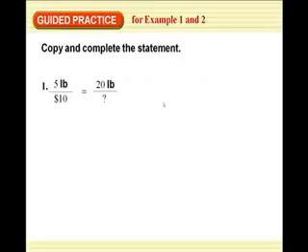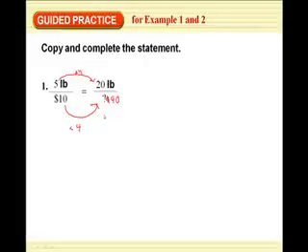So this is copy and complete the statement. It's the same thing we're doing with the missing part. We're just putting real life labels on it basically. What do you do to 5 to get 20? 5 times 4. So what are we going to do to 10 to get the missing part? Times it by 4. So in other words, if 5 pounds cost you $10, 20 pounds will cost you $40 at that same rate.